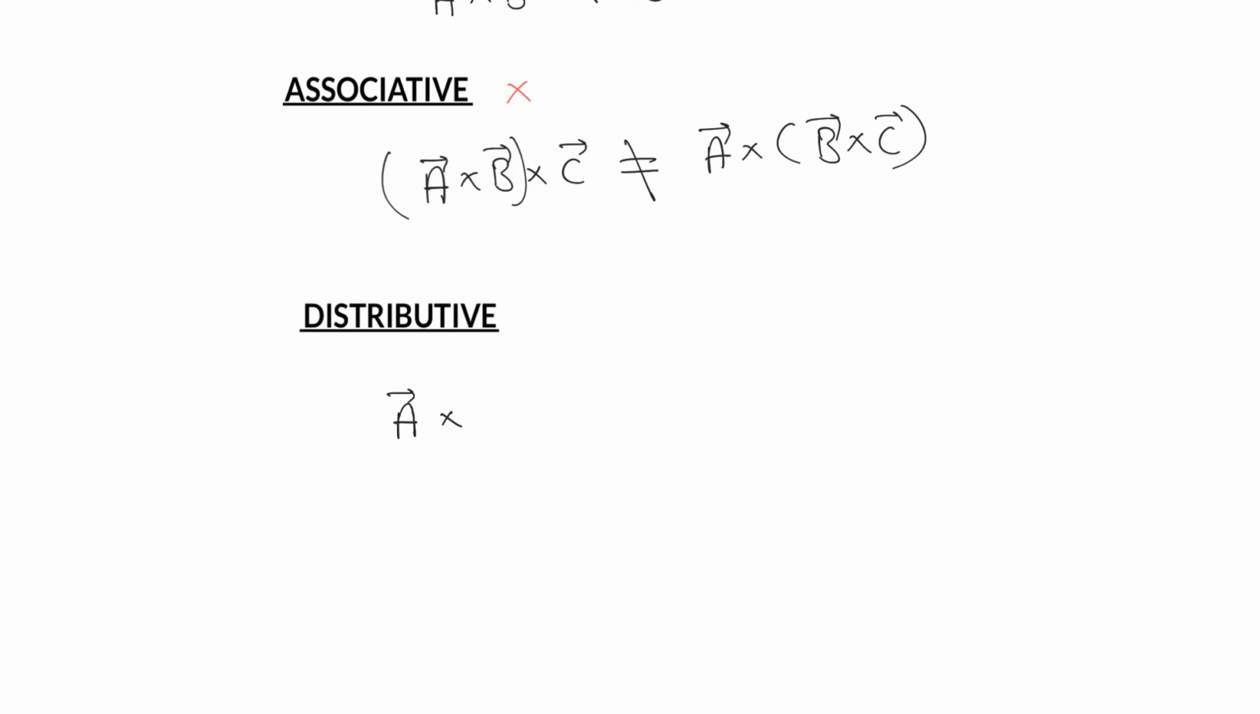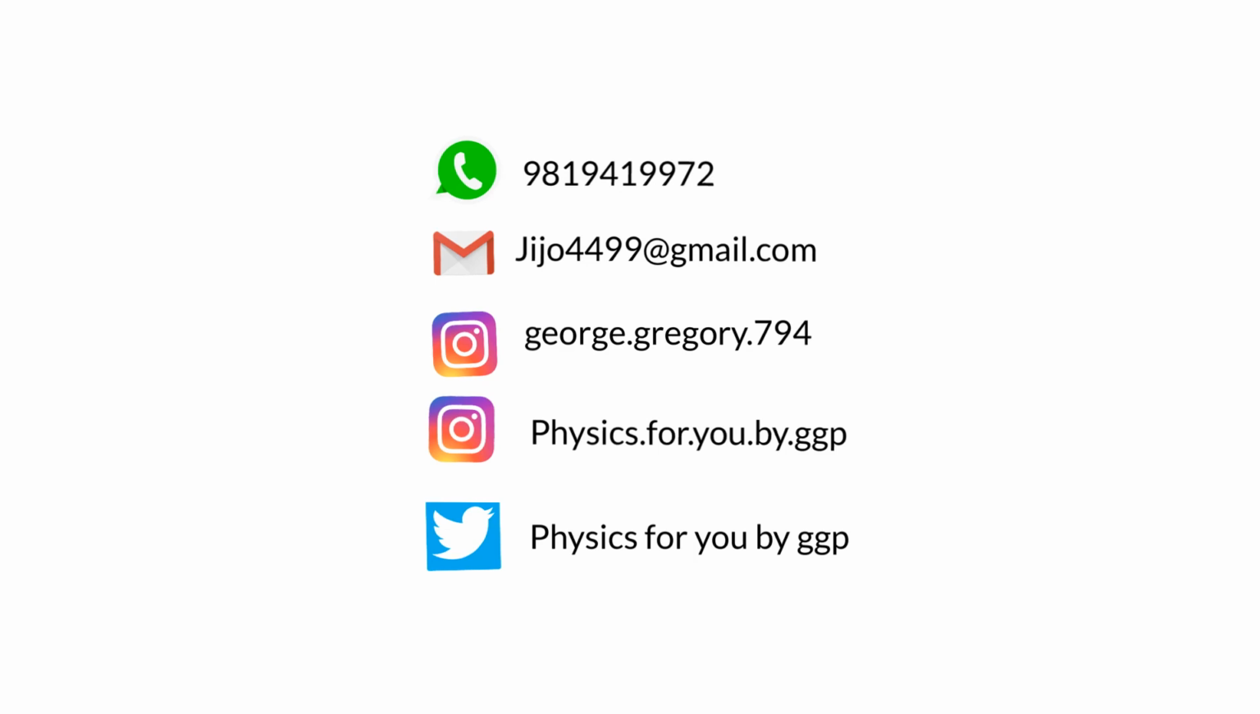That means the value of a cross b vector plus c vector is equal to a cross b plus a cross c. So we can say that it is obeying that distributive law. Hope that you understood about commutative, associative and distributive law.